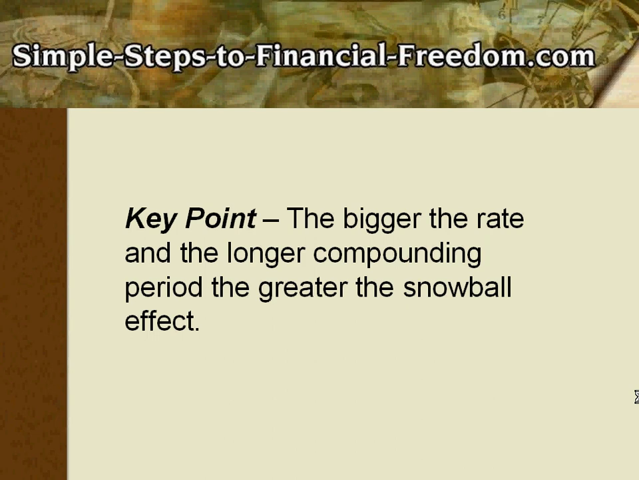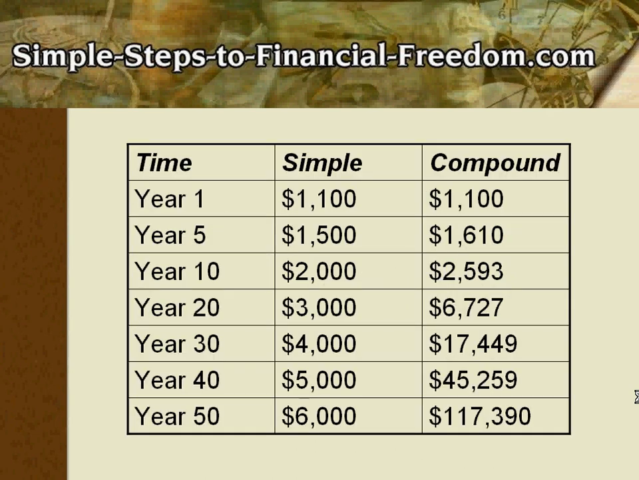You invest $1,000 at 10%. On the left side, we're going to use simple interest, and on the right side, we're going to use compound interest. As you can see, at the end of year one, it's exactly the same. You've got $1,100 for your investment value. Year 5, they're still fairly similar. Year 10, we're starting to get a little bit of a difference there. Year 20, now the compounding has actually doubled the effect.